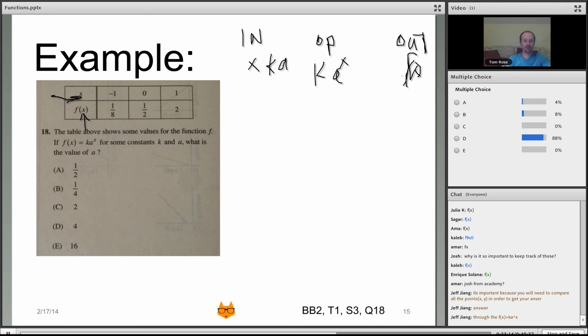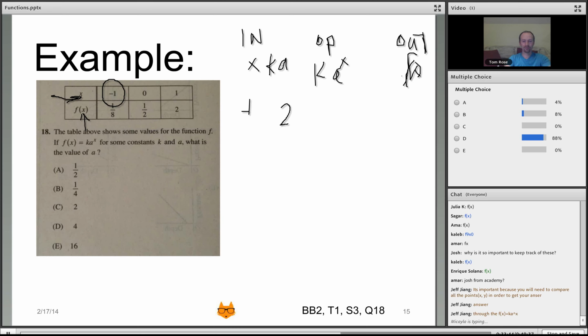Remember, the answer choice is giving us the value of a. I'm going to keep track of that in this chart by listing it under a. So let's say a is 2. Let's go up to our chart and deal with the first column, which is negative 1 for x. So let's plug in negative 1 here for x, and the output is 1/8, which we also read off of that chart.